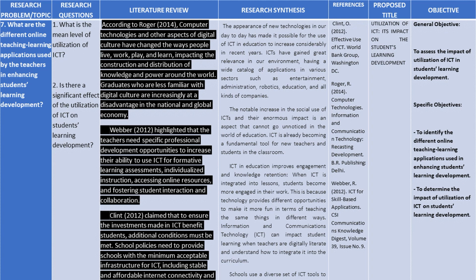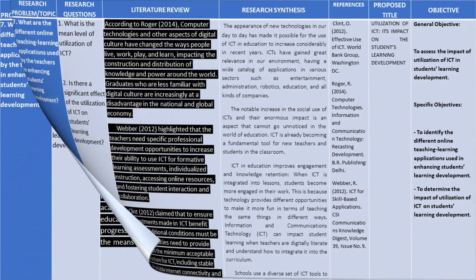Clint, 2012, claimed that to ensure the investments made in ICT benefit students, additional conditions must be met. School policies need to provide schools with the minimum acceptable infrastructure for ICT, including stable and affordable internet connectivity and security measures such as filters and site blockers.